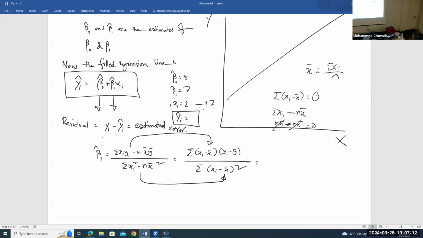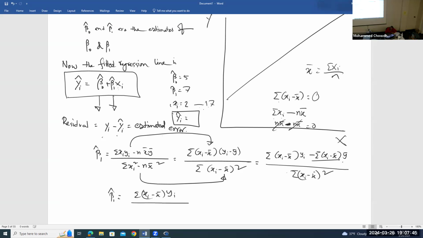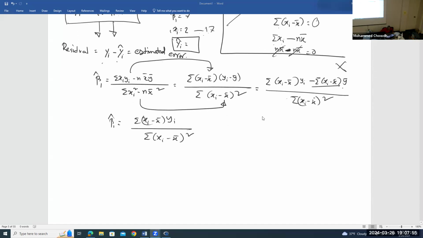So now what I will do, I will multiply: sum of xi minus x bar yi minus sum of xi minus x bar y bar. This is fixed and this is 0, so that part is gone. So I have sum of xi minus x bar square. So beta 1 hat could be written as sum of xi minus x bar yi over sum of xi minus x bar square, because that part equal to 0.